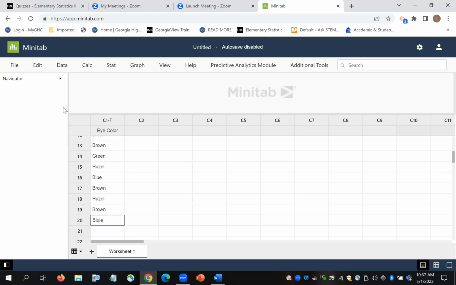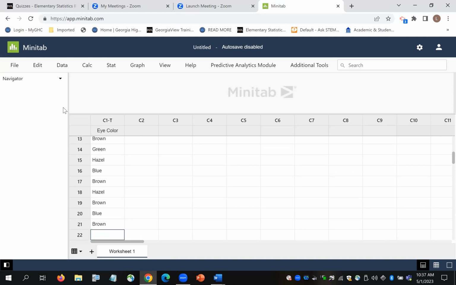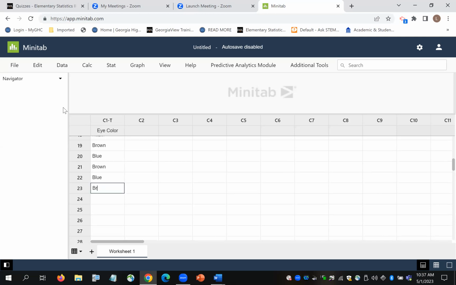Whoops, wait a minute. Wait, just a second. I misspelled blue. It won't like that. Brown, okay. Blue, brown. Blue and brown. Okay, thank you. You're welcome. I almost messed it up. Okay, so I got all 26 now.